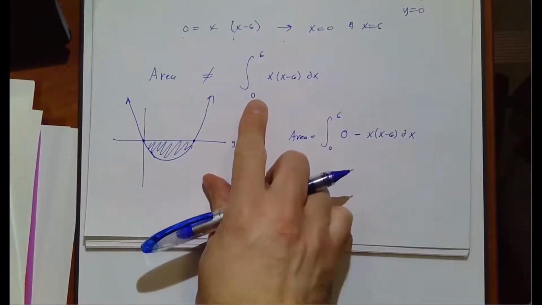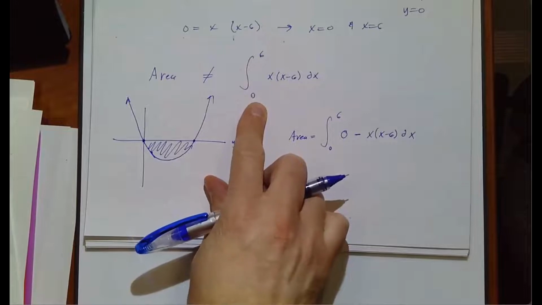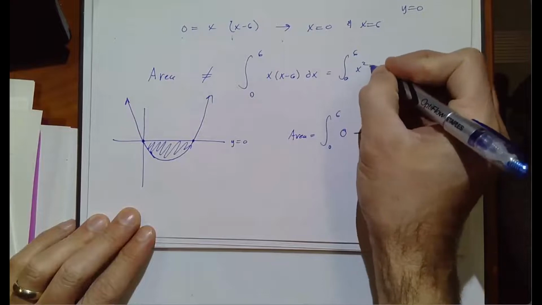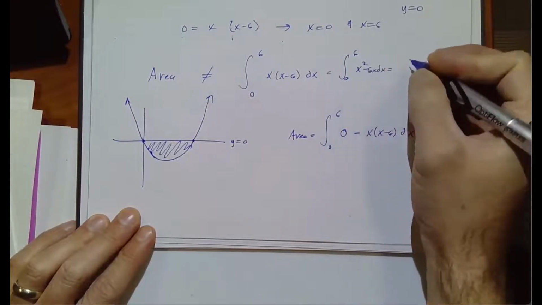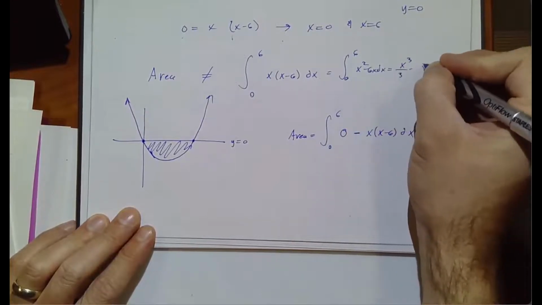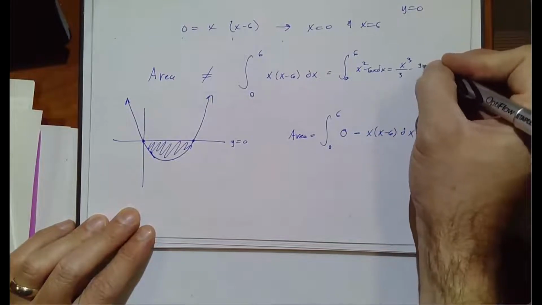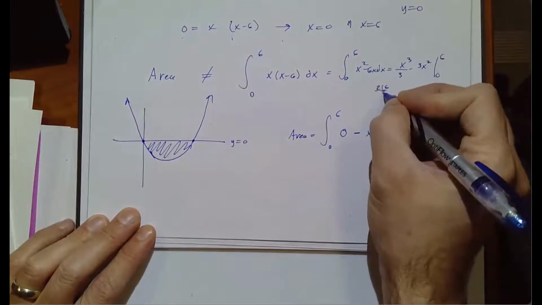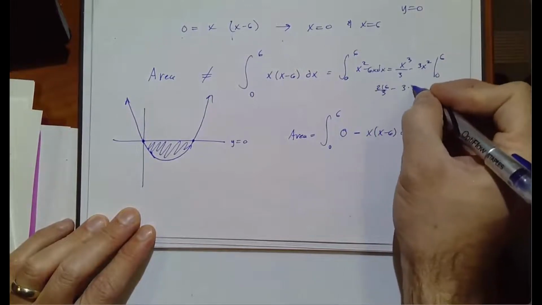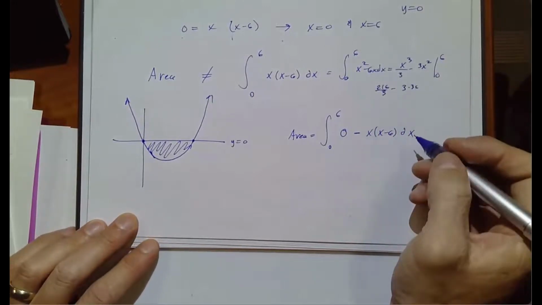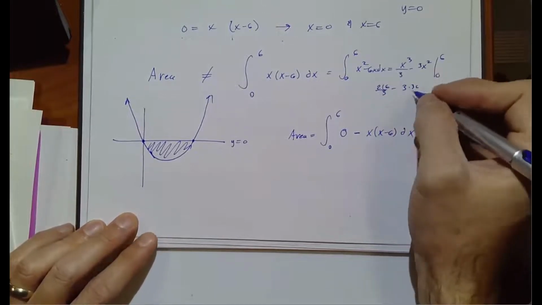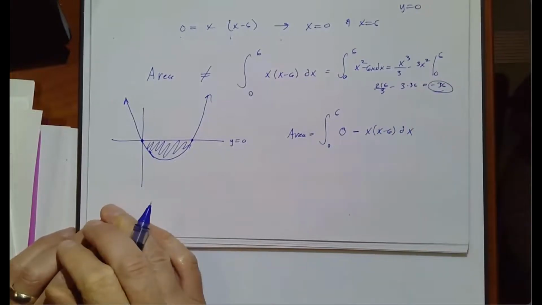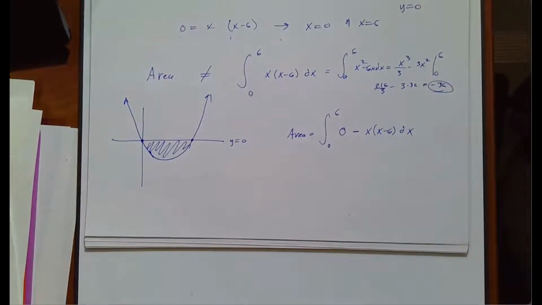So if you did this first way, you'd actually get a negative number. This would end up being the integral from 0 to 6 of x squared minus 6x, which is x cubed over 3 minus 6x squared over 2, from 0 to 6. If you plug in 6, you get 216 divided by 3, minus 3 times 36, and that is definitely a negative number. It's 72 minus 108, which is negative 36. That's not right. The area shouldn't be negative.